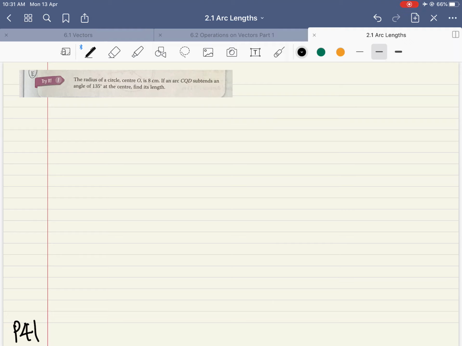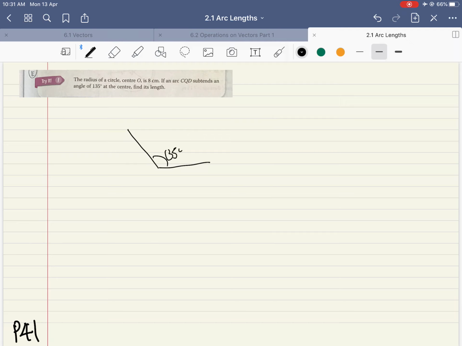Now first and foremost, what we will have here is this. We have the radius of a circle equal to 8 cm. The arc extends at 135 degrees at its center. Find its length. So what I can suggest to you now is this: you can just take some time now and try to sketch out a diagram for this case. How would this arc CQD actually look like? Now if not, I will start to sketch it out for you.